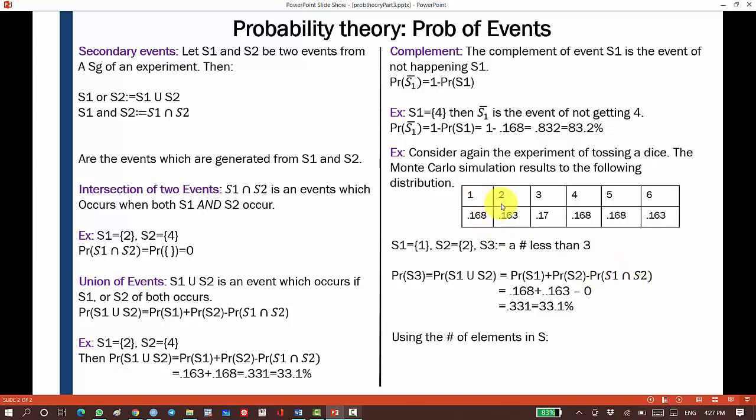Since 1 and 2 cannot occur simultaneously, this probability is 0. These two probabilities we know from the distribution table, and the result is 33.1%.